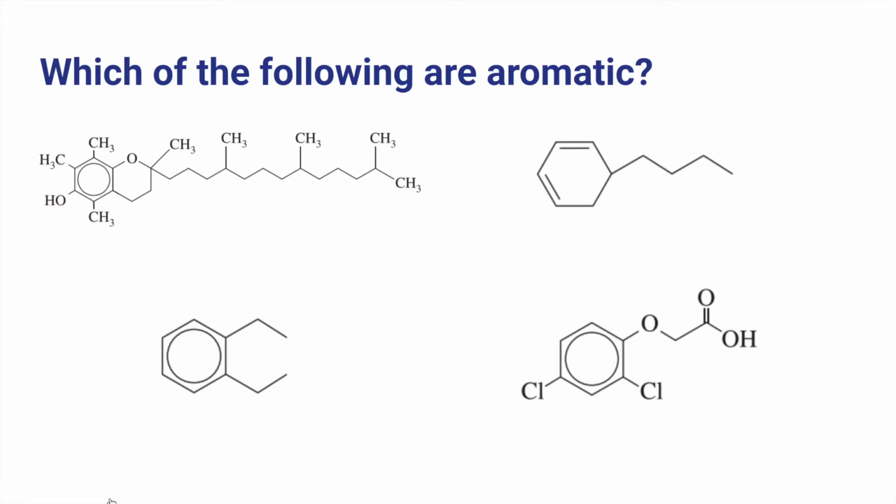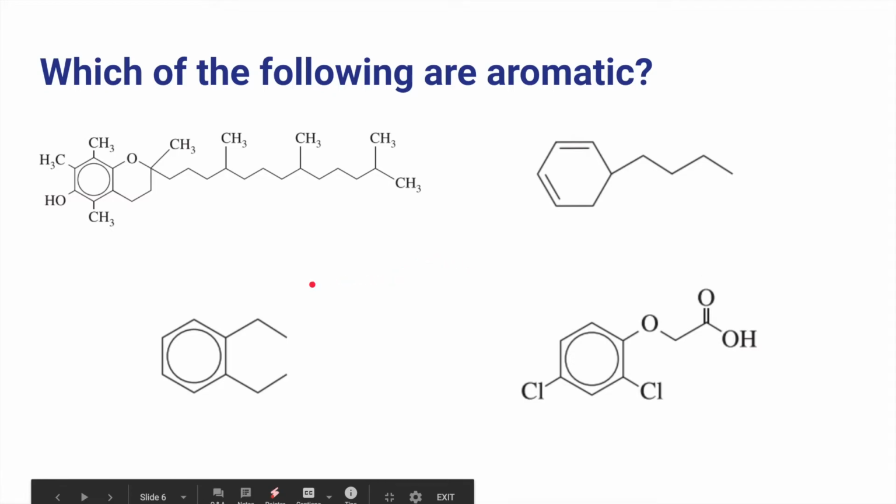All right, so a big thing that you need to do with aromatic hydrocarbons is be able to determine which compounds are aromatic based on the presence of a benzene ring. So maybe pause the video now and think about which of the following 4 compounds here are aromatic. Okay, so which of them are aromatic is really as simple as looking for the benzene ring.